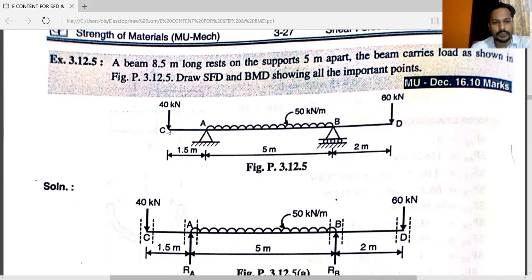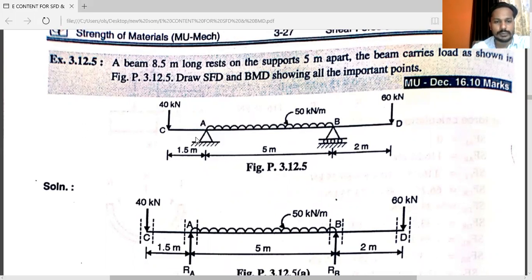You can see this diagram. A point is given here. C to A distance is 1.5 meter, A to B distance is 5 meter, B to D distance, that is 2 meter. From point A to B, uniformly distributed load is given, that is 50 kilonewton per meter. At point C, vertically downward force is given, that is 40 kilonewton. At point D, vertically downward force is given, that is 60 kilonewton.